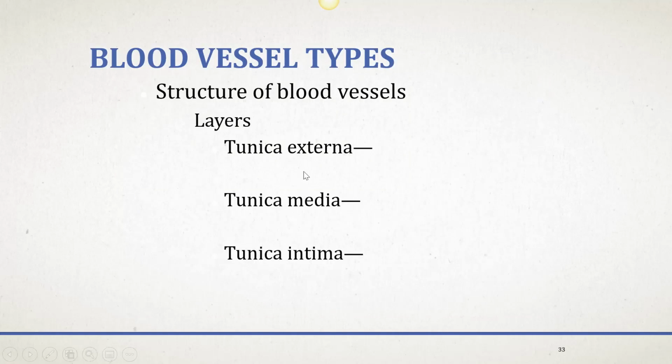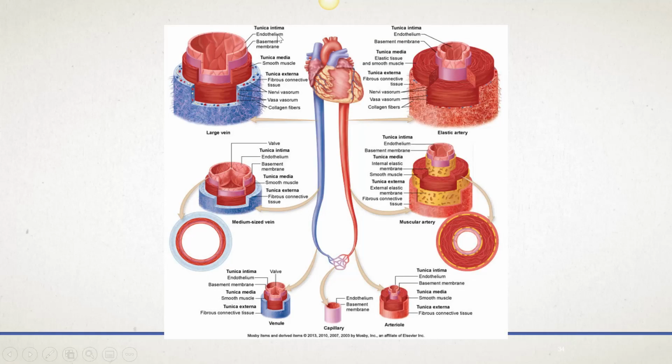So the tunica externa is the outermost layer of the blood vessel, so that's where you're going to have that fibrous connective tissue. The tunica media contains the smooth muscle, that's the middle layer, and the tunica intima is talking about that endothelium, or that inner layer of tissue. And here you can see those: the tunica intima, the endothelium and the basement membrane. The tunica media is the smooth muscle area, and the tunica externa is that fibrous connective tissue. And you can see the difference between the veins and the arteries like I talked about here.